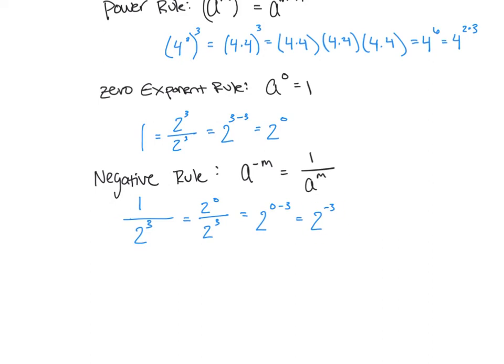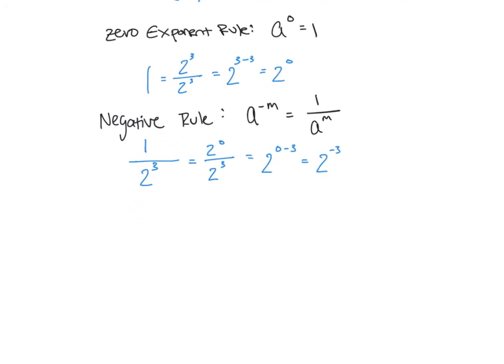Our very last rule, I'm going to call this our fraction rule. I think it's our rational exponent rule, I think is the official name. So here's our rational rule when it comes to exponents. We're going to have a to the m over n is equal to the nth root of a to the m. Now this seems like a lot, but I promise it's not as bad as you think.